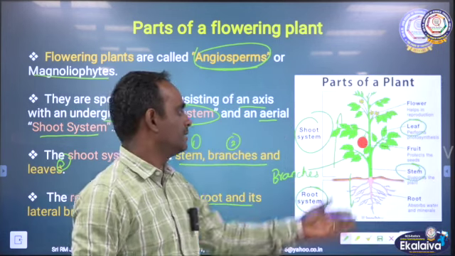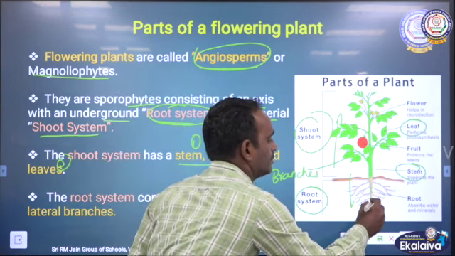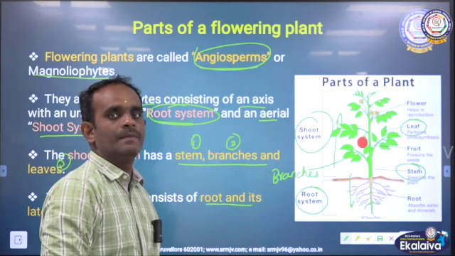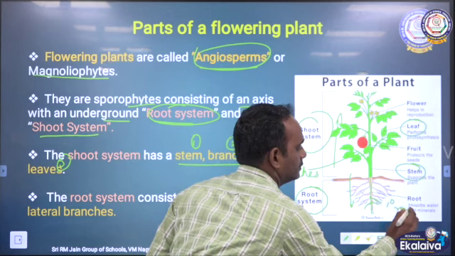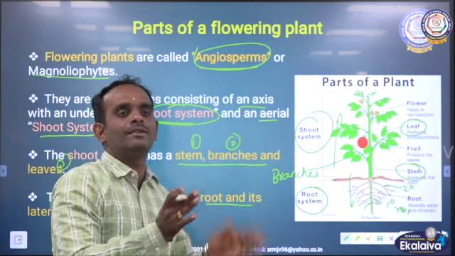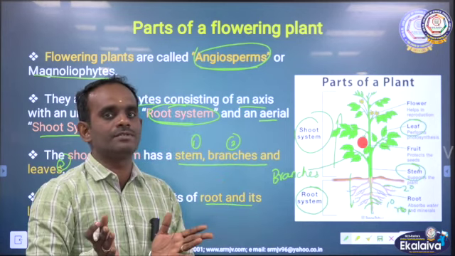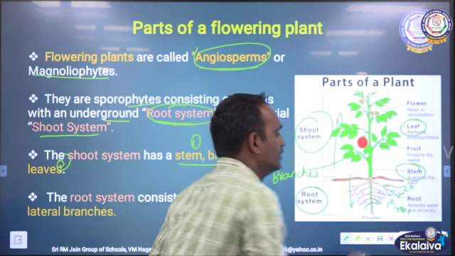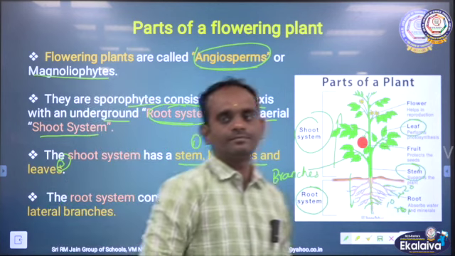See the picture here, children. This is the root system. It is inside the ground. This is the primary root and this is called secondary roots. The lateral roots which come from the primary root are called secondary roots, and then this part is called tertiary roots. So, all this comes under the root system.